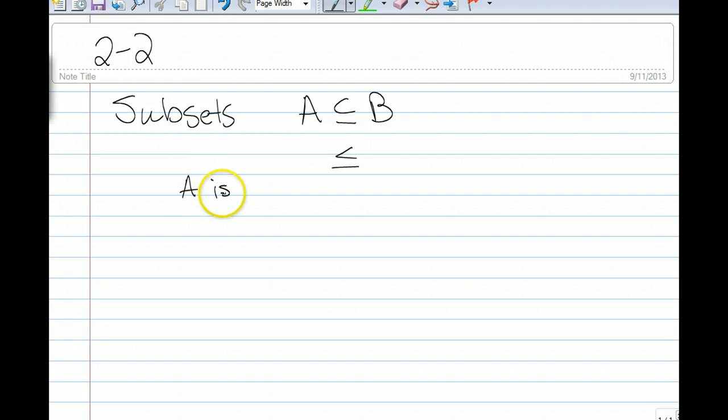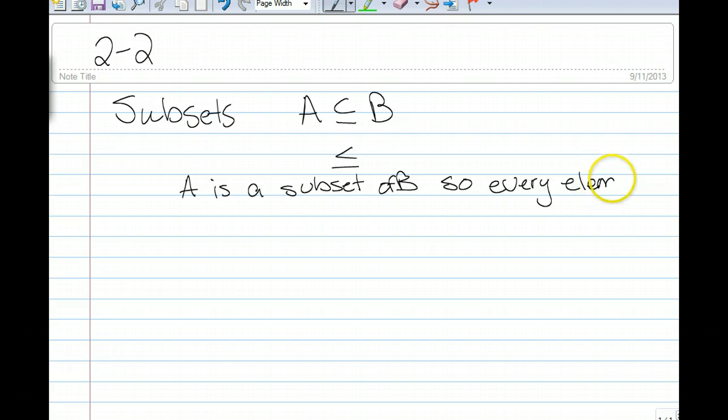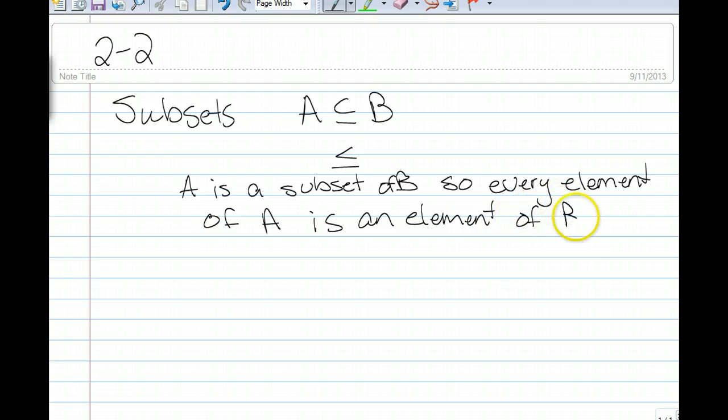A is a subset of B, so every element of A is an element of B. Okay?